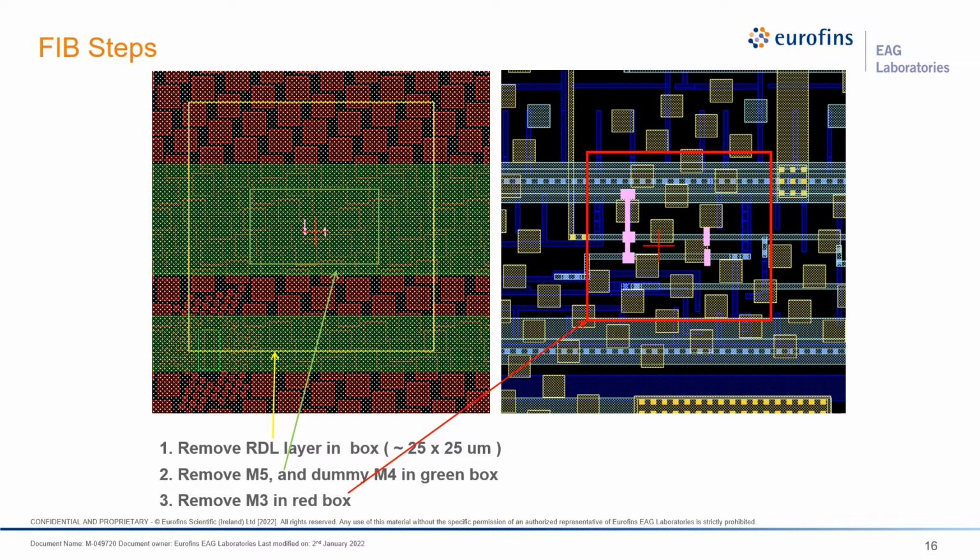We're able to take this large box here and remove the RDL layer. It's about a 25 by 25 micron box, which is pretty big, but we wanted to give us a good space so we wouldn't have any interference when we want to go in and do our more delicate cuts. Then in the smaller green box on the inside, we remove M5 and dummy M4. And then over here in the red box, which is inside of that green box, we go in and cut the area free to expose the area that we actually want to look at.